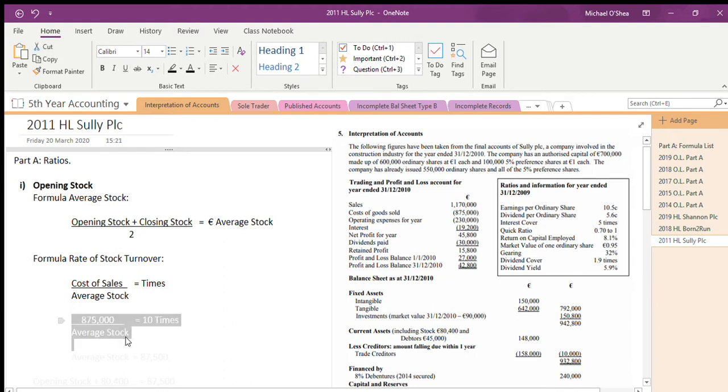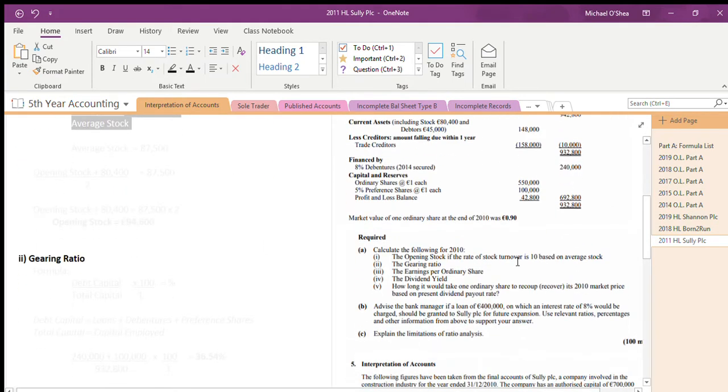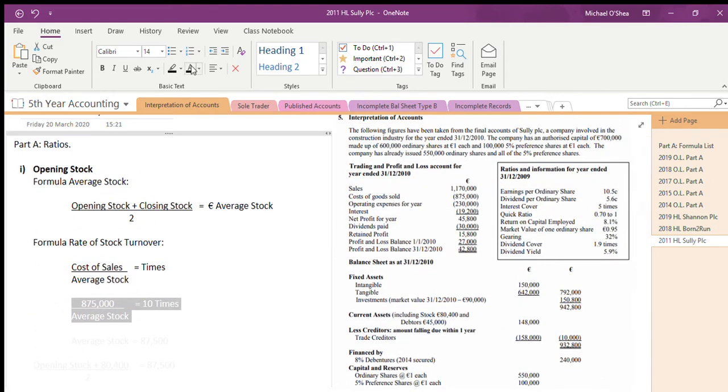And if I plug in the figures for that, my cost of sales is 875,000. It's my cost of goods sold. That's my cost of sales. I don't know average stock. I need to find that out for up here. But I'm told the answer is equal to 10 times. If the rate of stock turnover is 10. So, formula for rate of stock turnover, cost of sales divided by average stock equals 10 times.